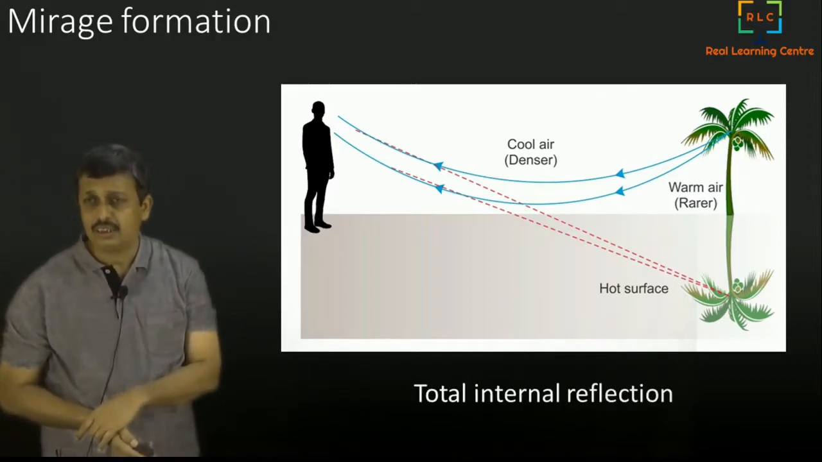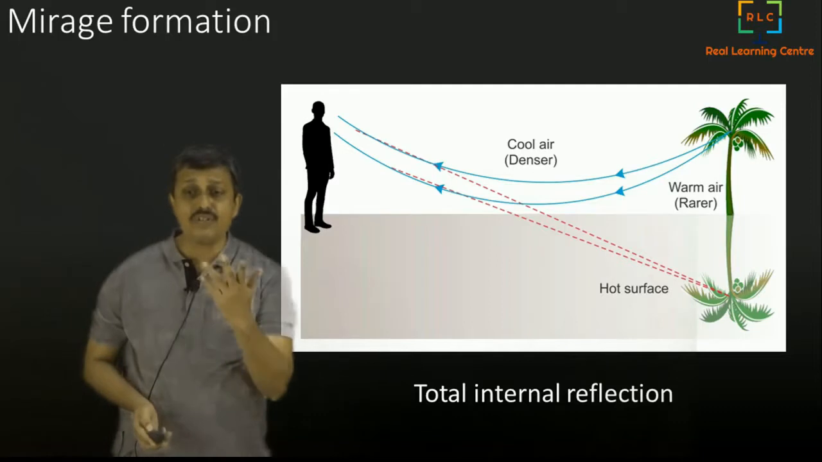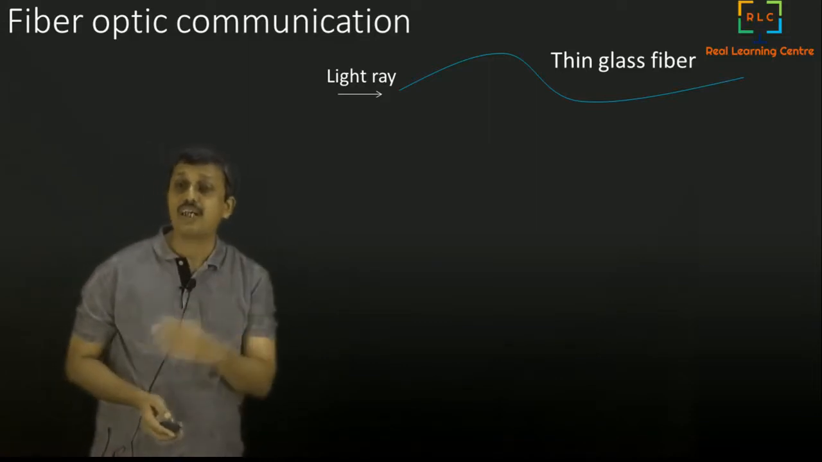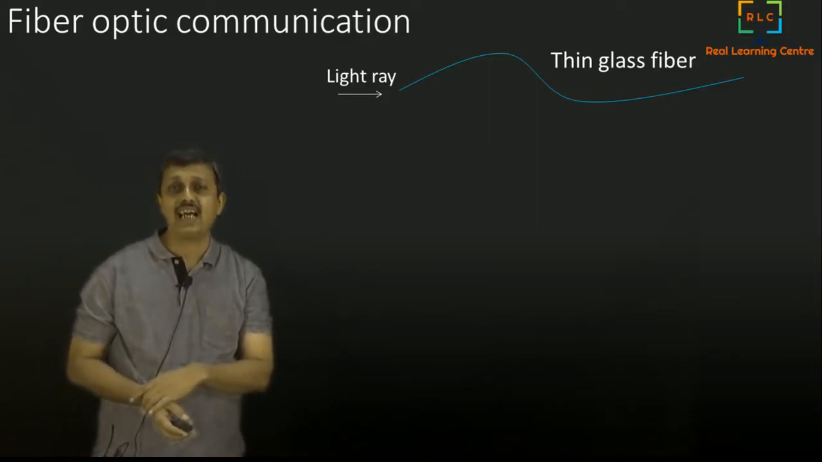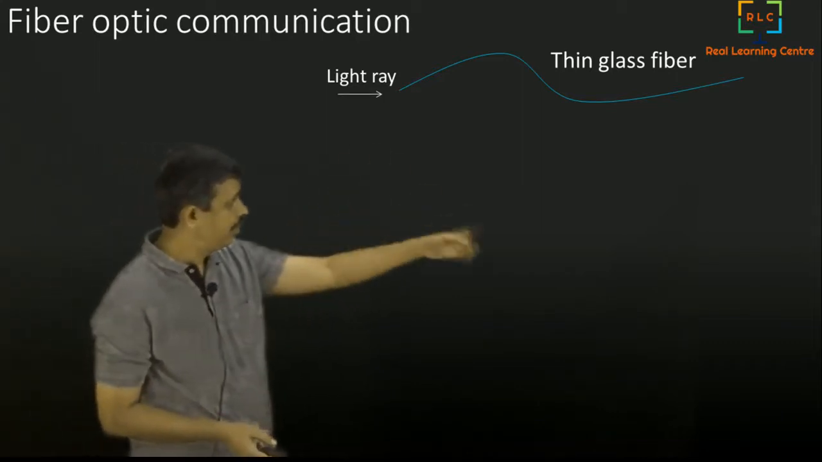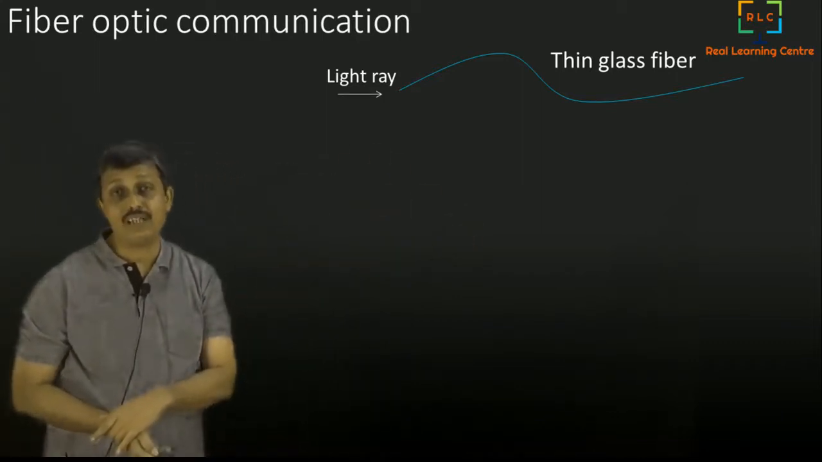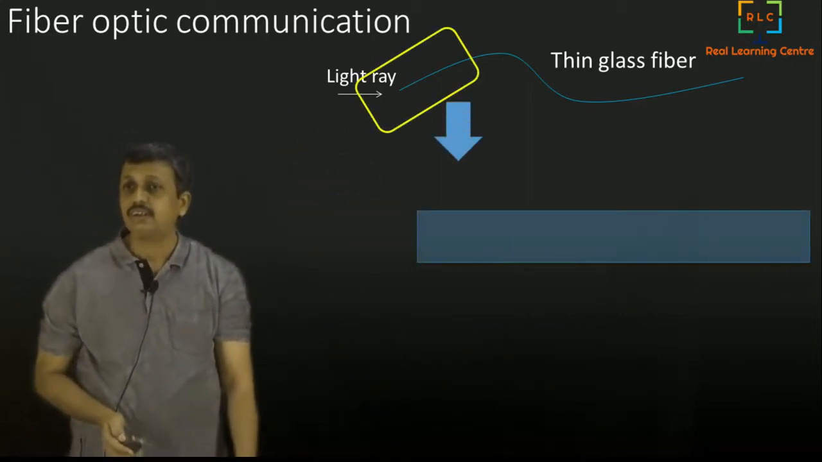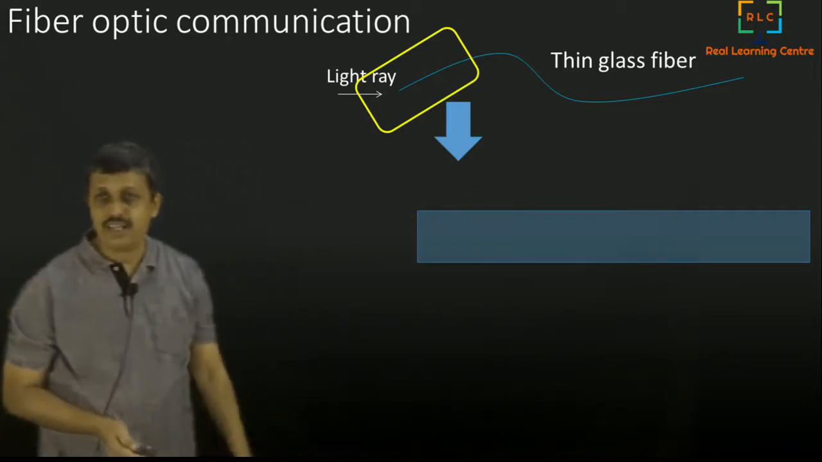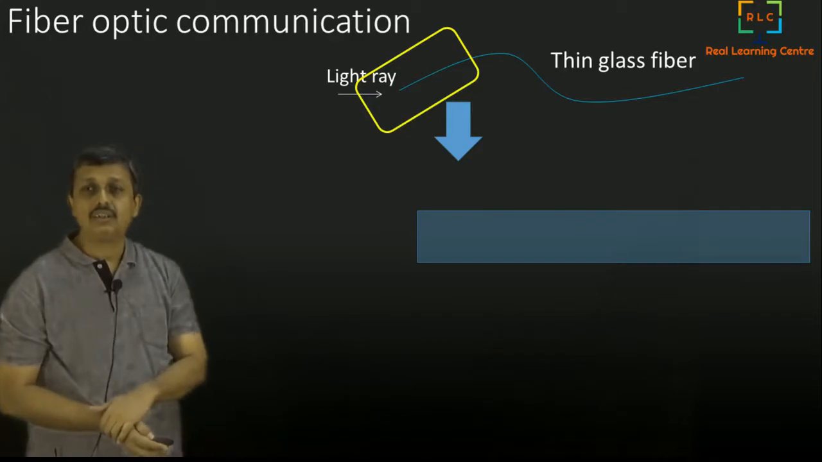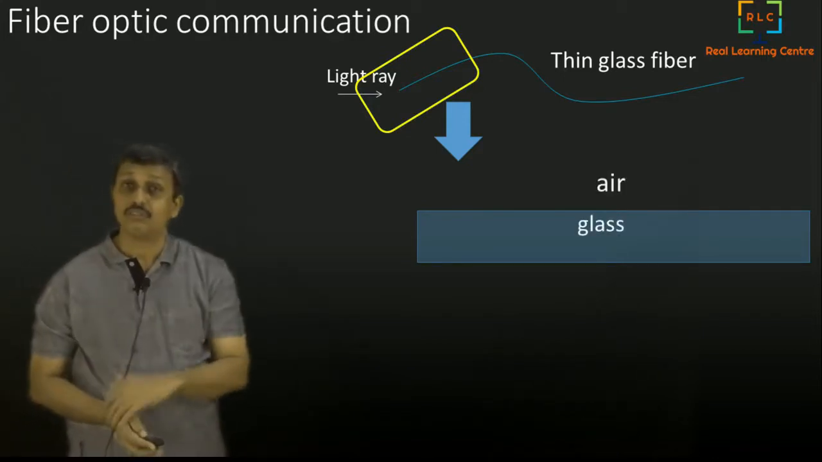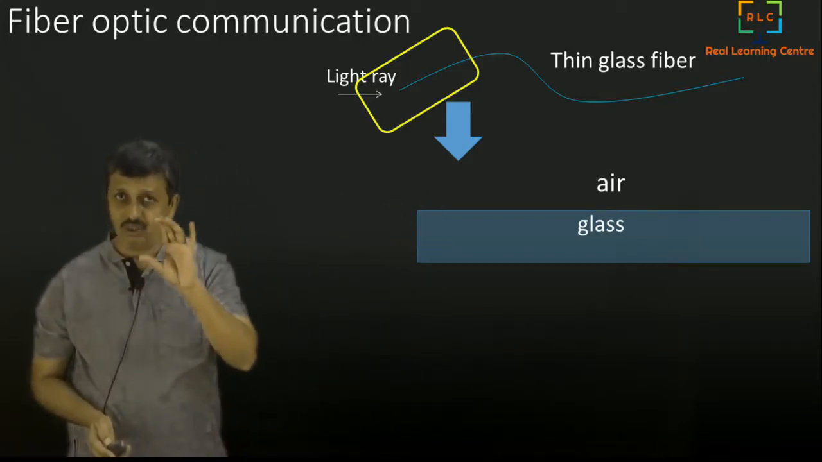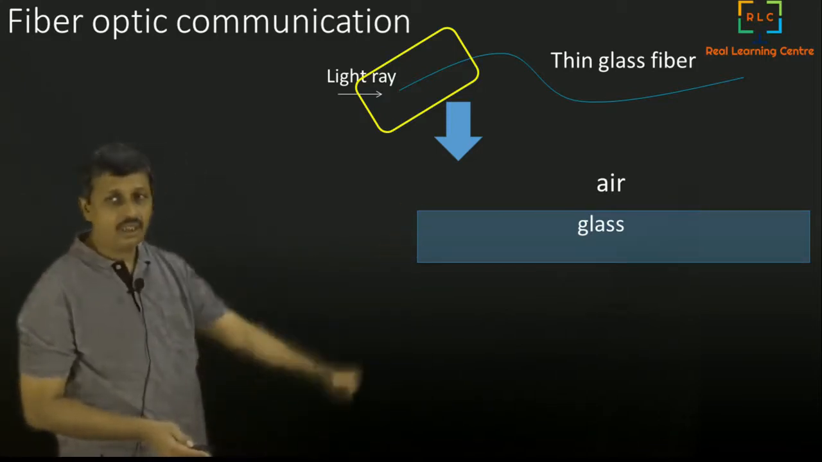Another thing we want to understand is how we use it as a technology. We call it fiber optic communication. There is a thin glass fiber, and you pass a light ray through it. What will happen? I will take a small area of that fiber and zoom in on it. It is not a tube, it is actually full, solid glass. Inside is all glass, and outside is the air.